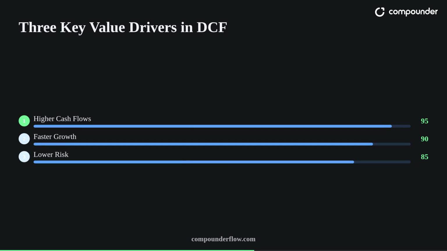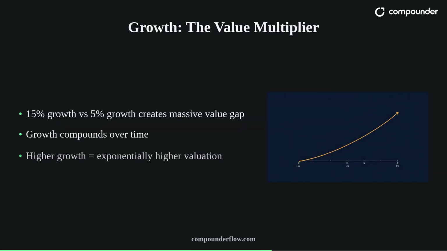So what makes a company worth more in DCF terms? Three key drivers stand out. First, higher cash flows obviously increase value. Companies that generate more cash, either through higher revenues or better margins, will score higher in DCF analysis. Second, faster growth multiplies value. A company growing cash flows at 15% annually will be worth much more than one growing at 5%, even if they start from the same base. Growth is incredibly valuable in DCF because it compounds over time.